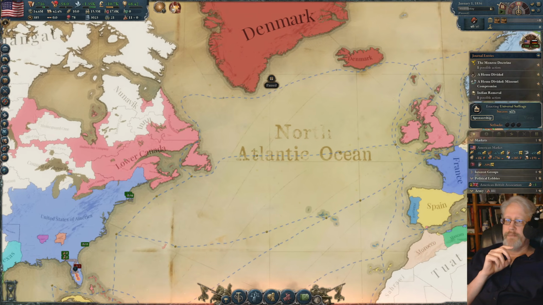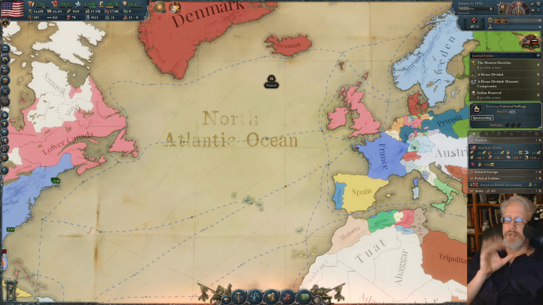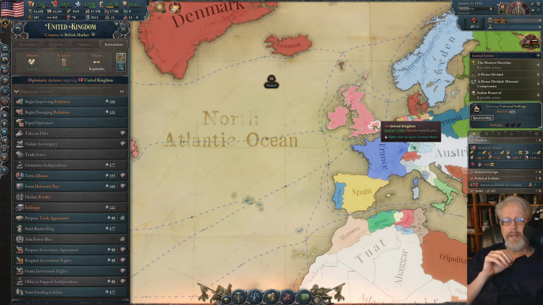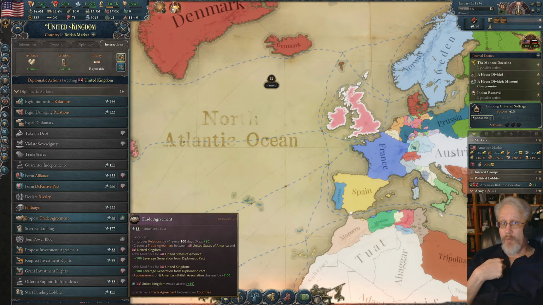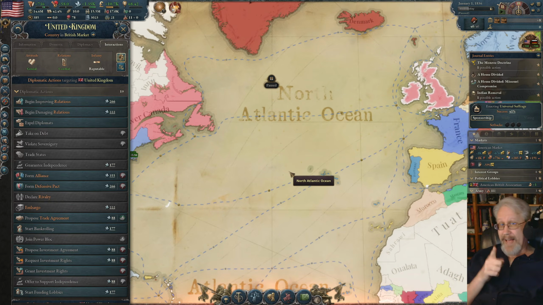But before I let it run, there's one very important thing I need to do, and that is talk to the British. Now, I've got an American-British association that's at +1, and they want me to have good terms with the British. I want good terms with the British because the last thing I need happening is these guys breathing down my neck trying to tear things up. I want to have good relationships with them.